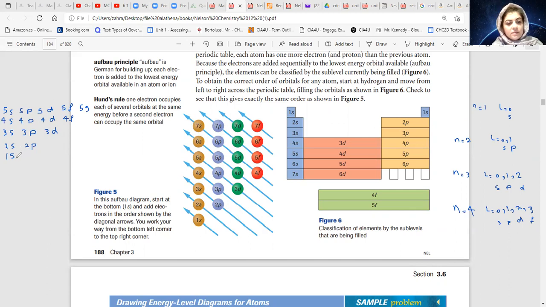Then you need to put this arrow here. I'm going to do it with a different color. So the arrow goes diagonally, like that. Go through 1s, then go through 2s, going through 2p, 3s, then 3p, 4s. These are the diagonal ones.